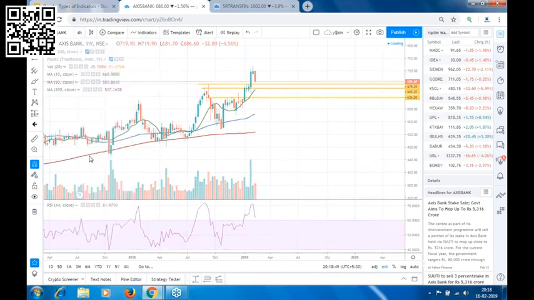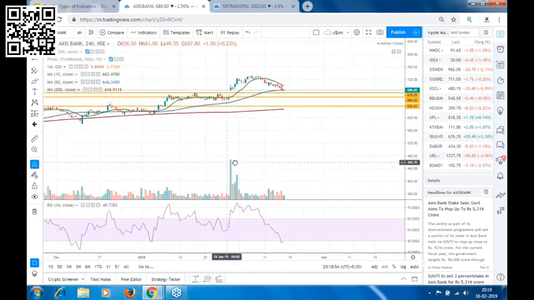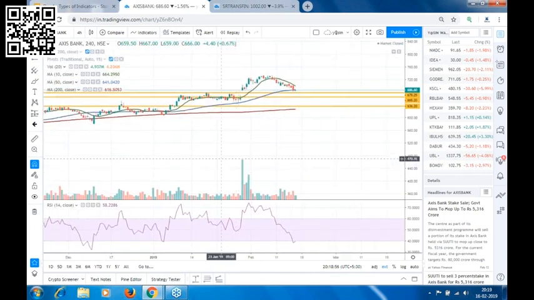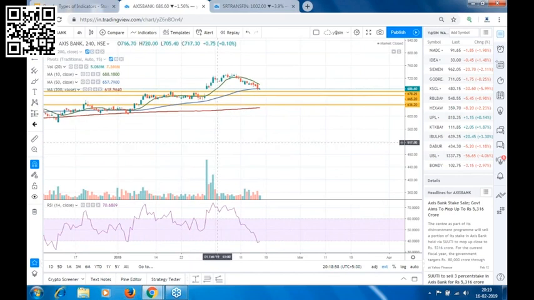Let's look at the 4-hour time frame. In the 4-hour time frame, if you see, the candle is almost at the 50 period moving average, and your RSI is turning in the upward direction towards the 30 level or 40 level.